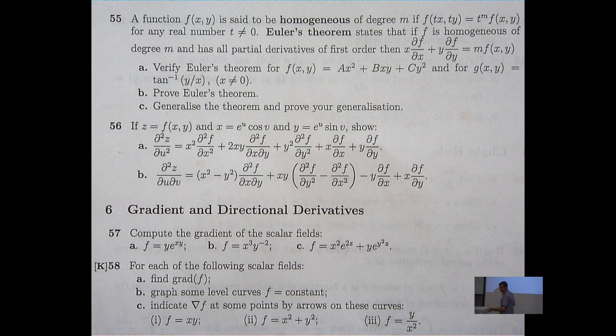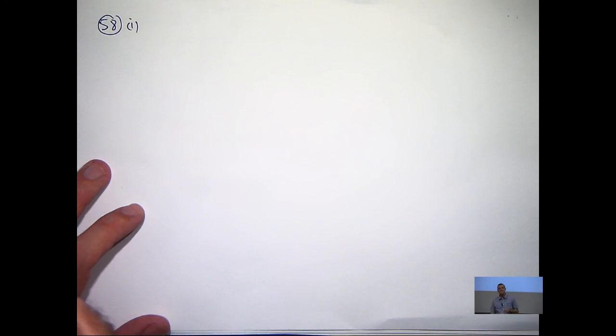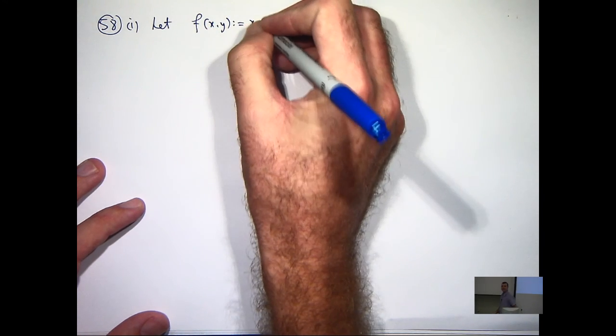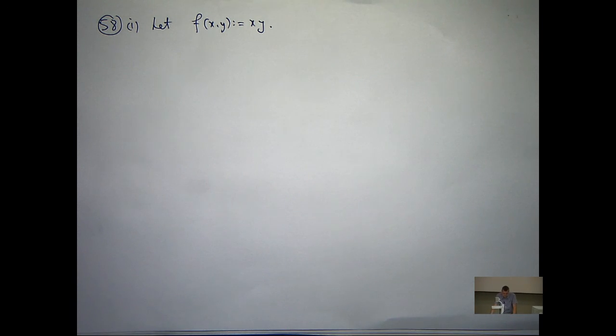Suppose we've got this function of two variables. Calculate the gradient of f, graph some level curves, f equals a constant, and indicate grad f at some points on the level curve. This is a good question because it tests a couple of things associated with the gradient. Okay, let's have a look. The first part of the question is to calculate the gradient of f.